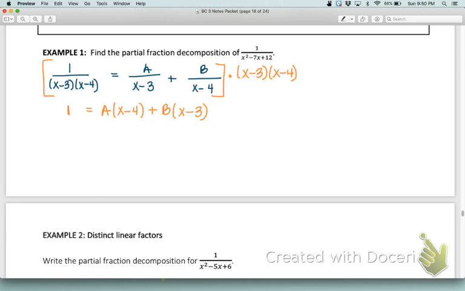Now, here's where it seems like you shouldn't be able to do this, but you can. We are simply going to choose convenient values for x. We are going to try to solve for a and for b. So we just want to pick numbers that are going to be easy to substitute here. What would make them convenient is that they're going to eliminate either a or b.